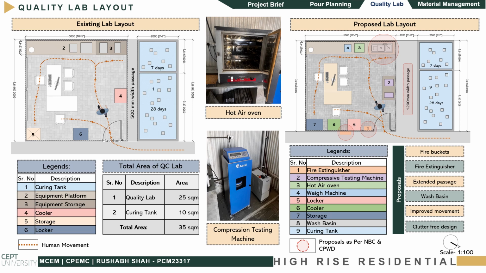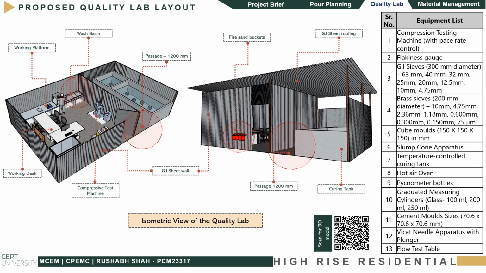This is the proposed layout as per NBC and CPWD guidelines. We proposed a wash basin, fire extinguisher, fire buckets, and other than that, we widened the passage from 500 to 1200. This is the proposed quality lab layout. This is the isometric representation of the proposed quality lab plan, which shows the wash basin, working platform, working desk, curing tank, and other elements of the quality lab.